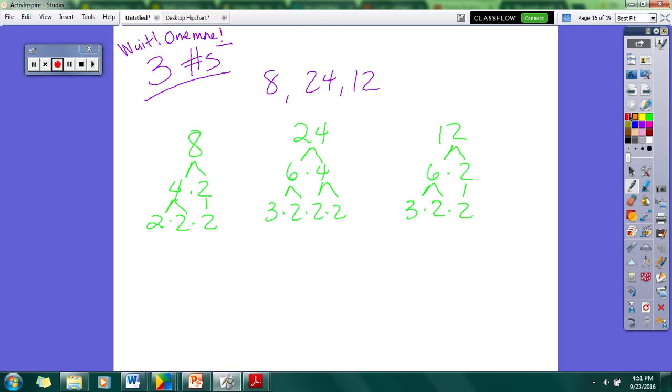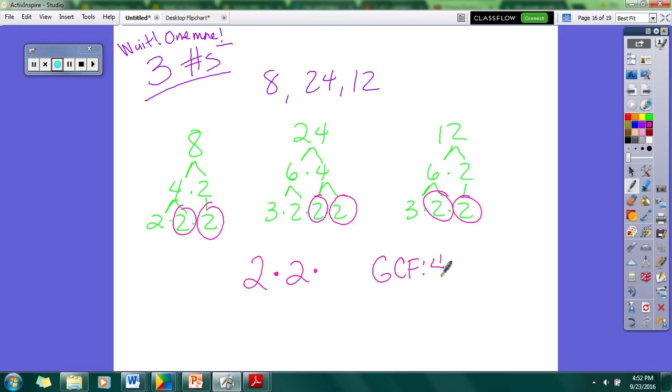So I need to find a factor that all 3 numbers share. I see that all 3 numbers share 2, so I'm going to bring that down. I also see that all three numbers share another 2, so I'm also going to bring that down. Since there's a 2 on the left, a 2 in the middle, but no 2 on the right, I can't circle another partnership. So I'm going to multiply 2 times 2, and the greatest common factor is 4.